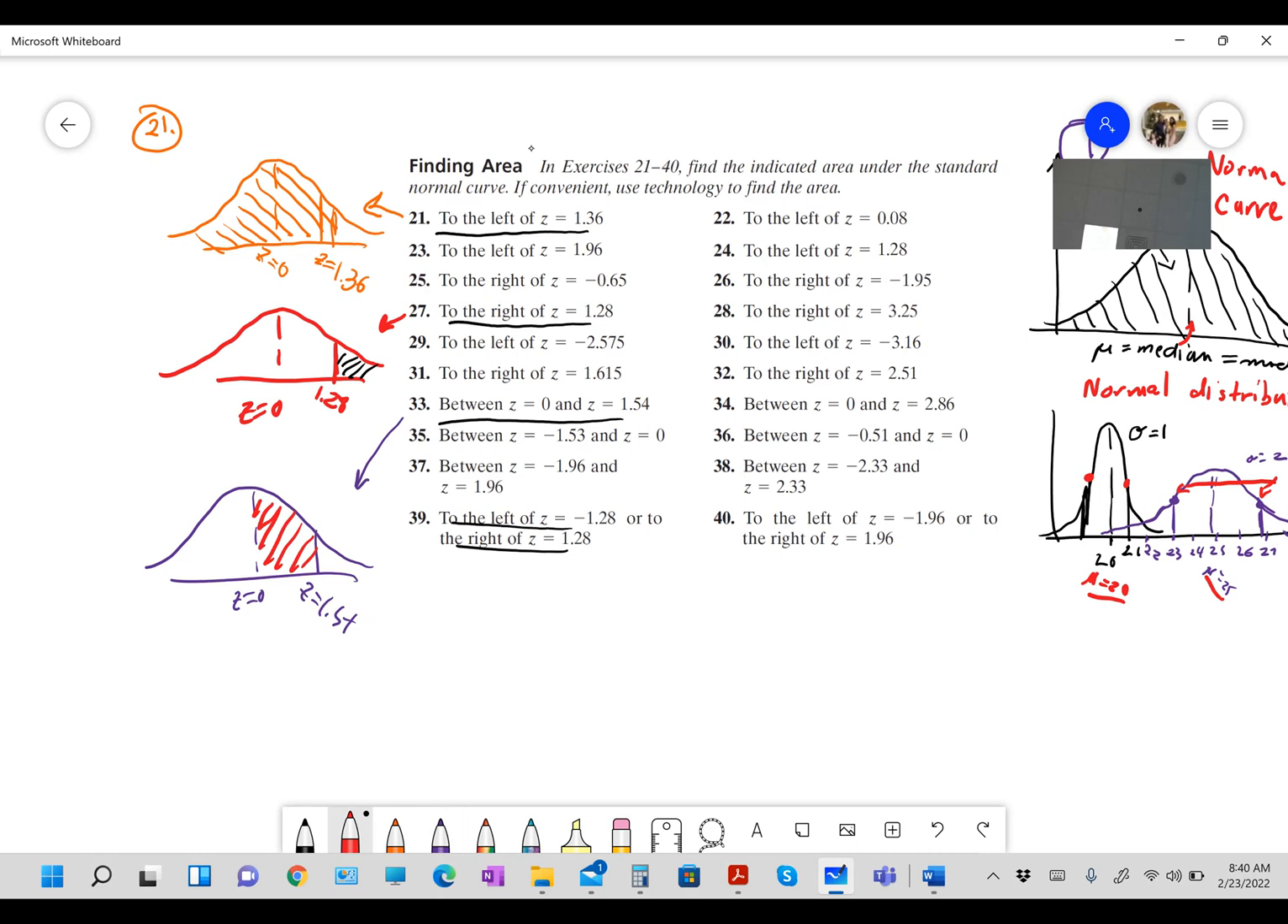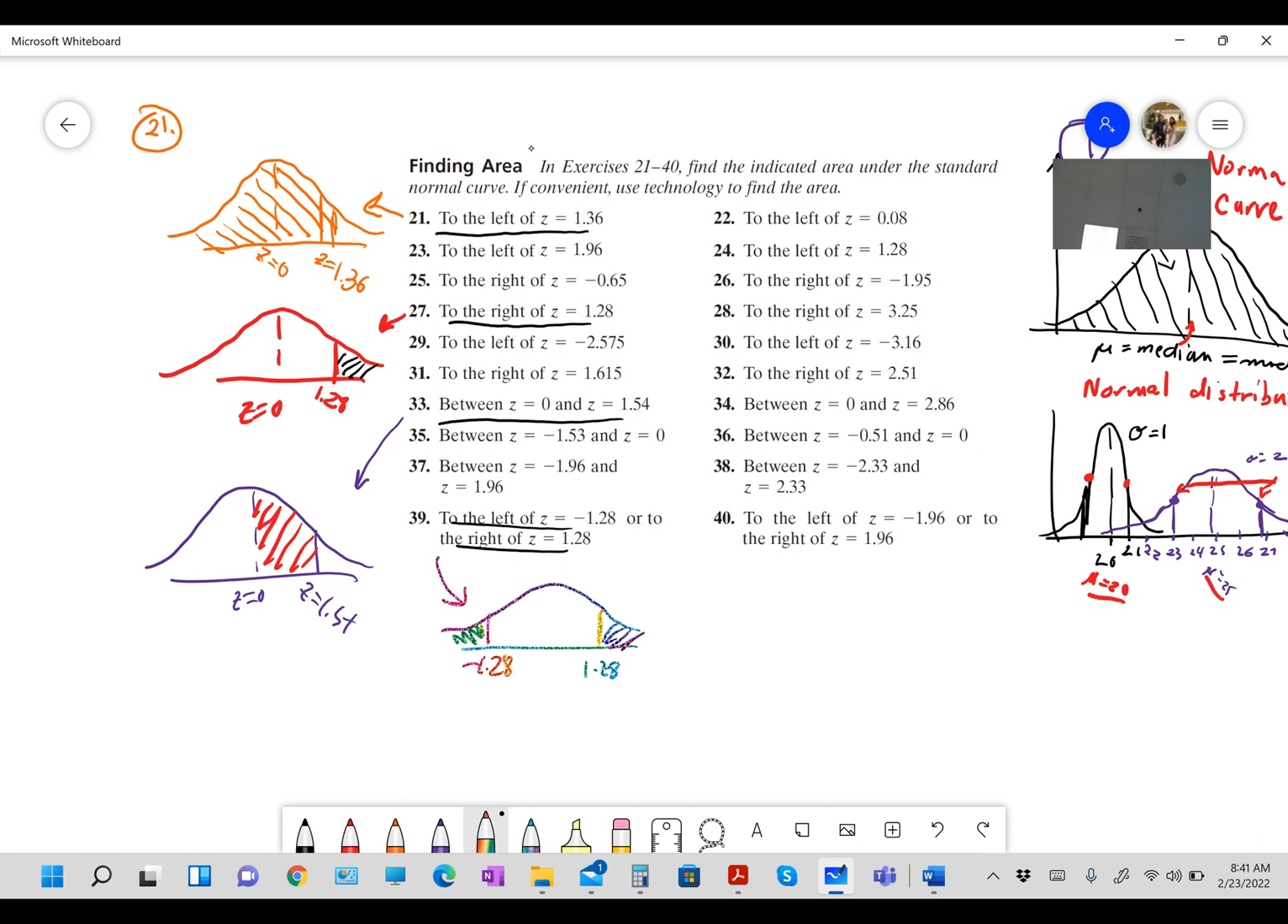And the last one is not a between situation. We haven't discussed this one. This one says to the left of negative 1.28, and to the right of 1.28. So that's how you depict the situations, how you sketch it.